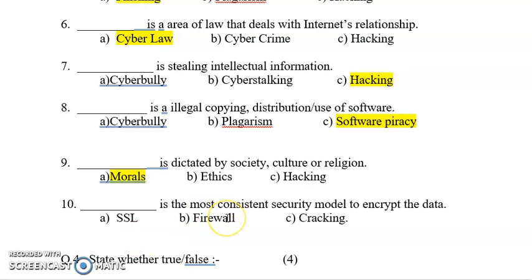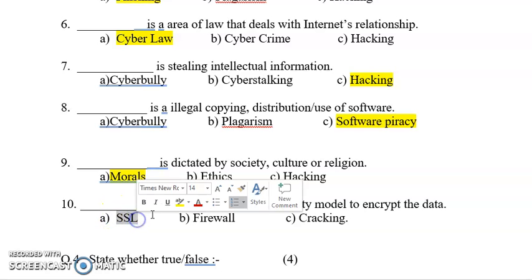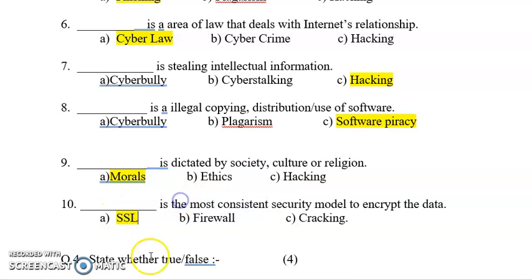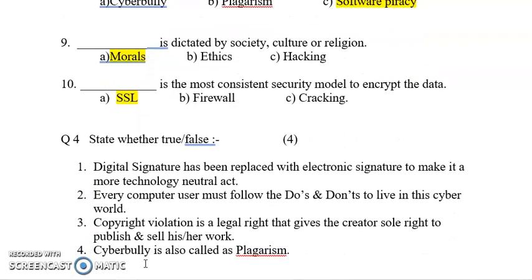Next, dash is the most consistent security model to encrypt the data. So it is SSL, that is secure socket layer. Now let us move further to state whether true or false.